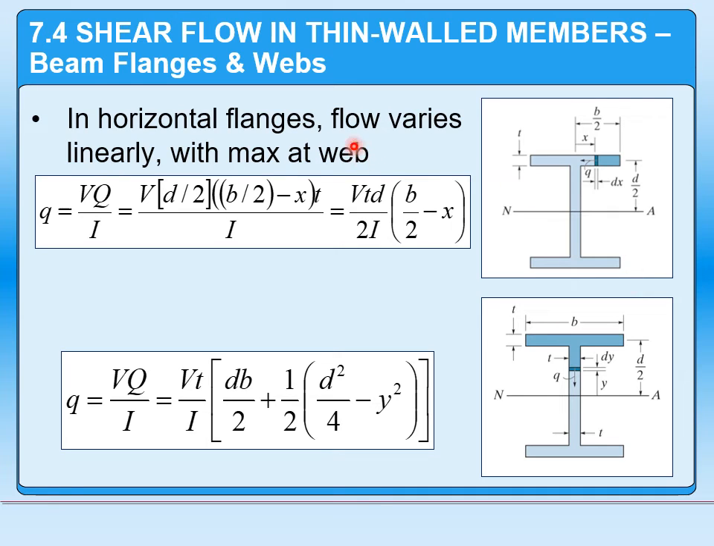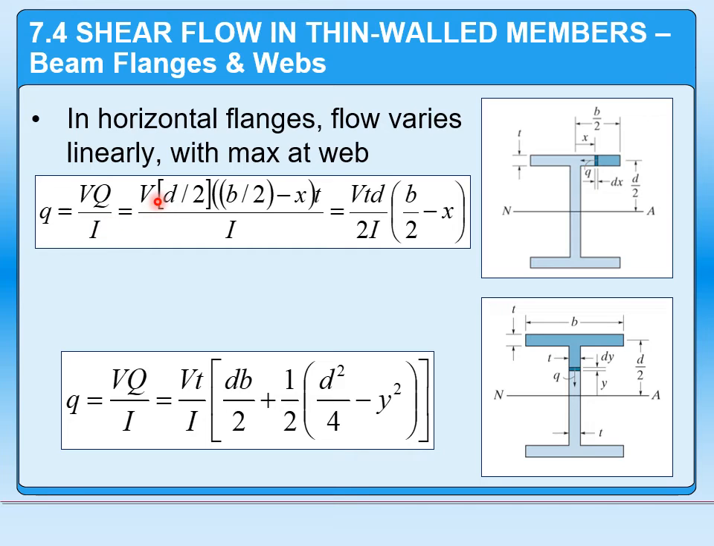It turns out that the shear flow is going to vary linearly, right? This is going to occur with the maximum level actually occurring at the web. And we know that our shear flow is going to be equal to our shear force times our moment of area divided by our moment of inertia for the entire beam.